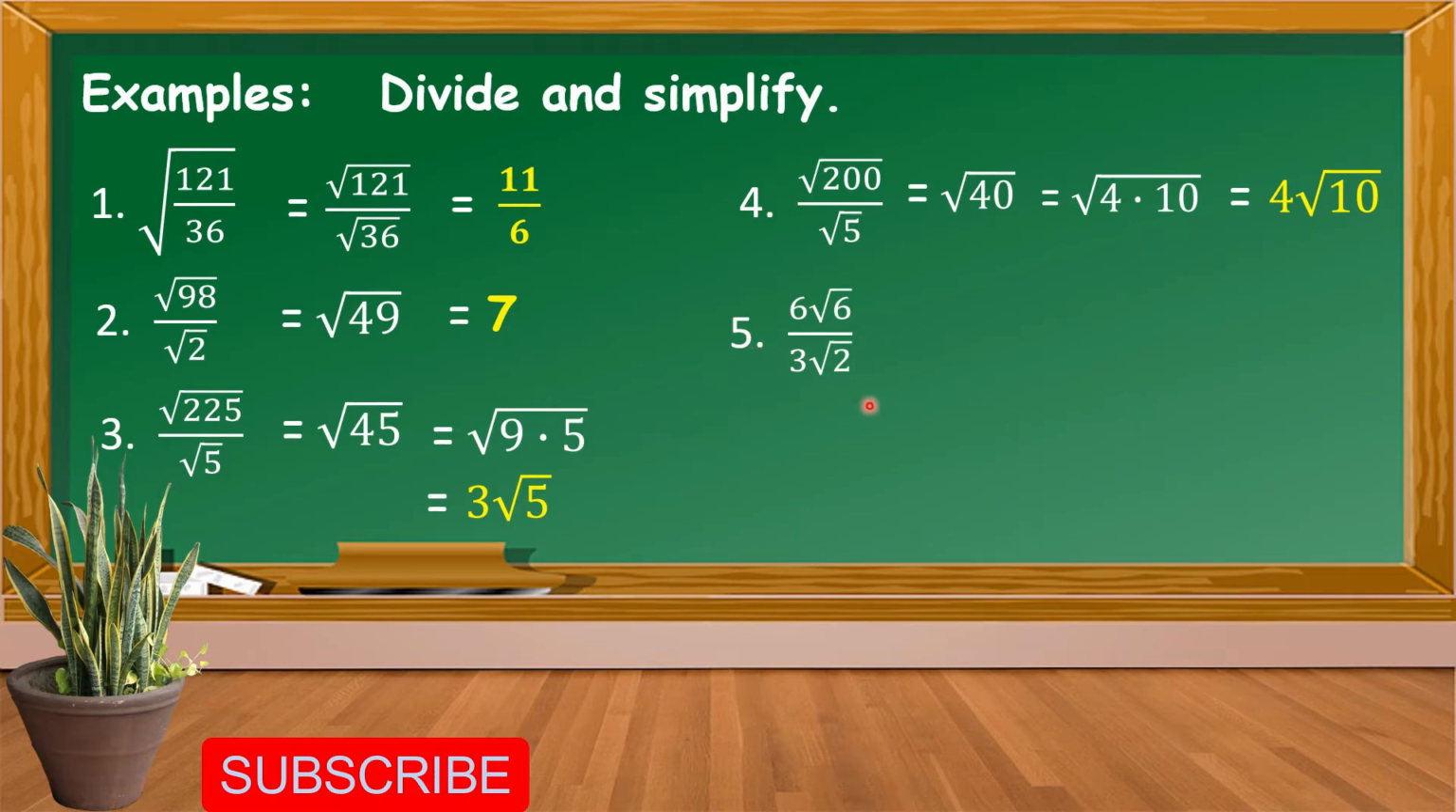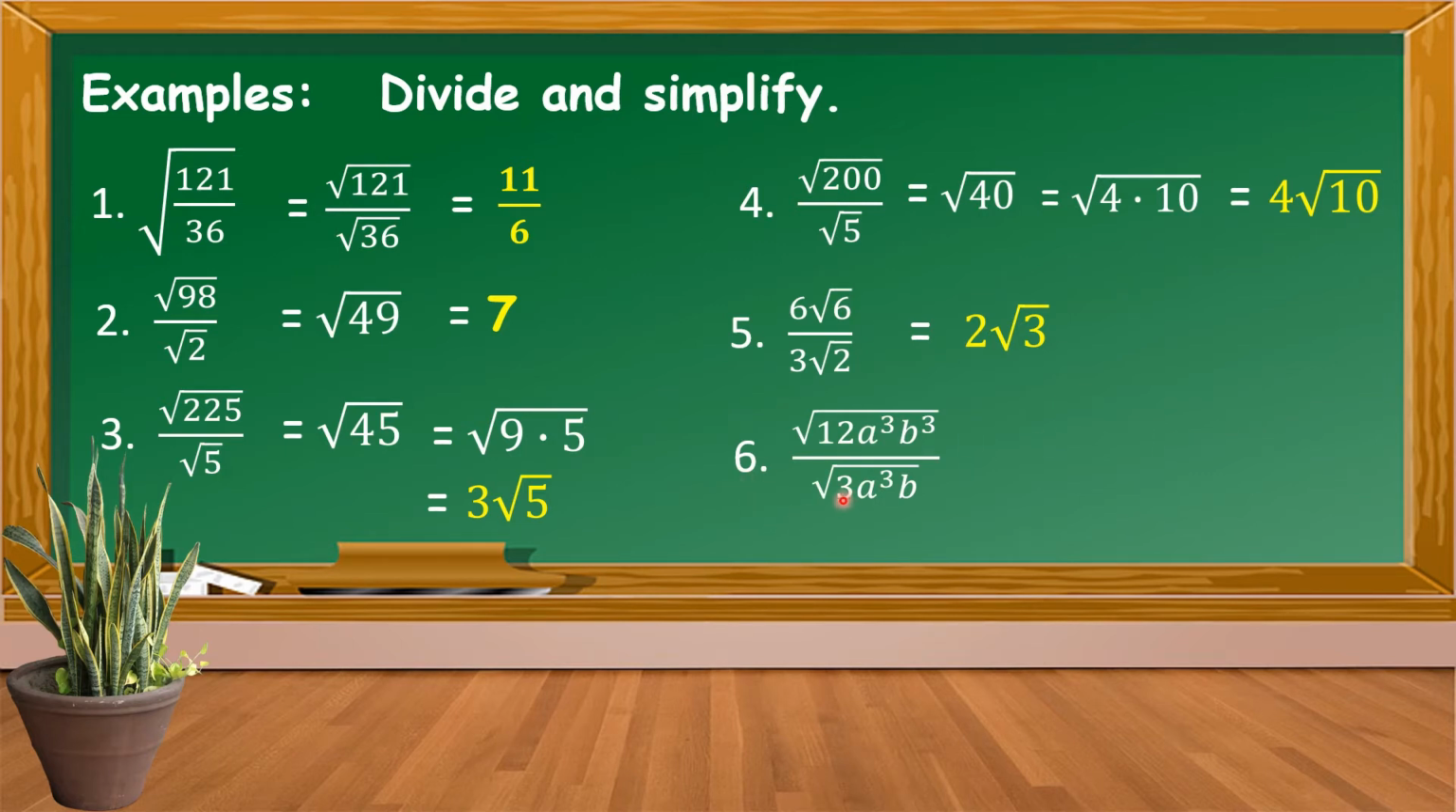For number 5, 6 square root of 6 divided by 3 square root of 2. The coefficients 6 and 3 are divisible, as well as the radicands 6 and 2. So, our answer is 2 from the quotient of 6 and 3, 6 divided by 3 is 2. And square root of 3 from the quotient of square root of 6 over square root of 2. So, the answer is 2 square root of 3.